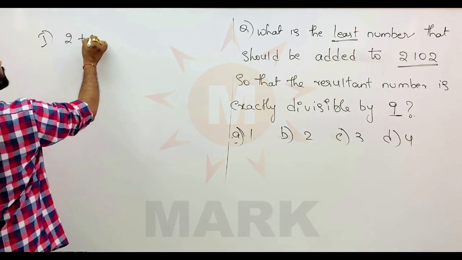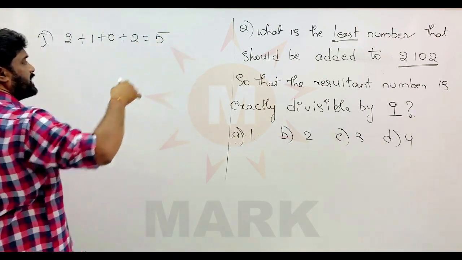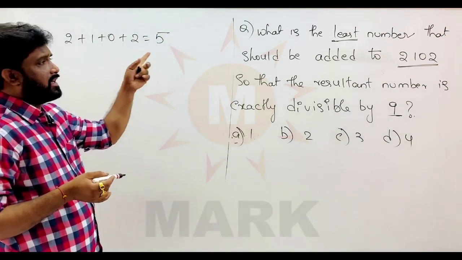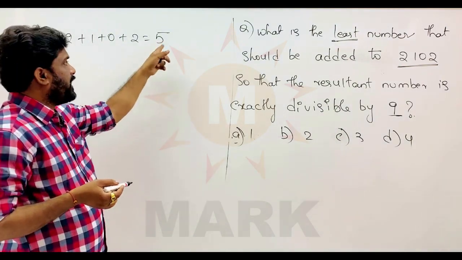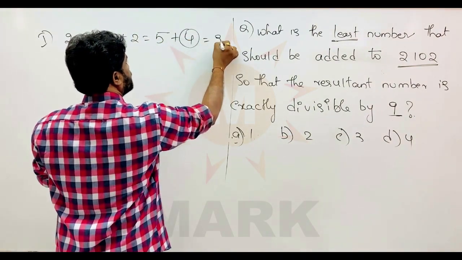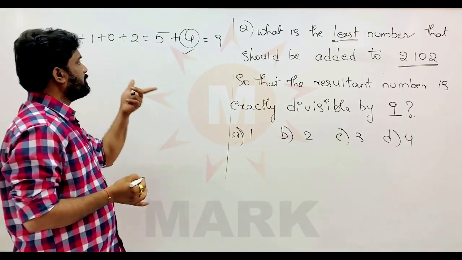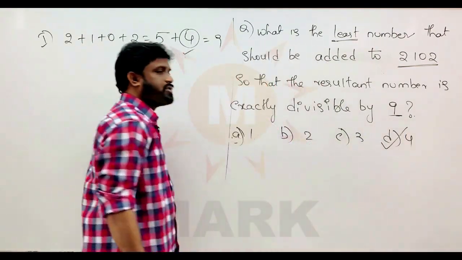First, the digit sum method. 2 plus 1 plus 0 plus 2 makes 5. To make it divisible by 9, the sum of all the digits should be 9 or a multiple of 9. So if I add 4 to 5, it becomes 9. So 4 is the number that makes it exactly divisible by 9. For this question, 4 is the correct answer.